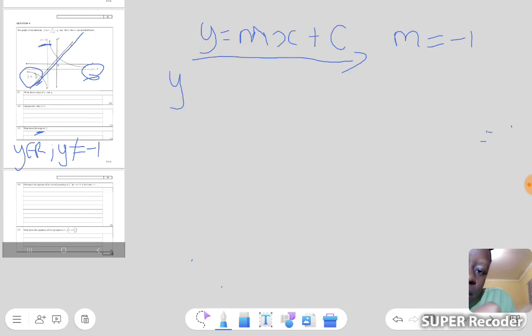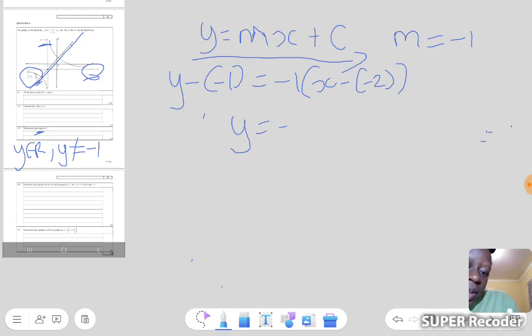So our y minus -1 equals -1 x minus -2, like this. Therefore our y will be -x minus 3, like that.